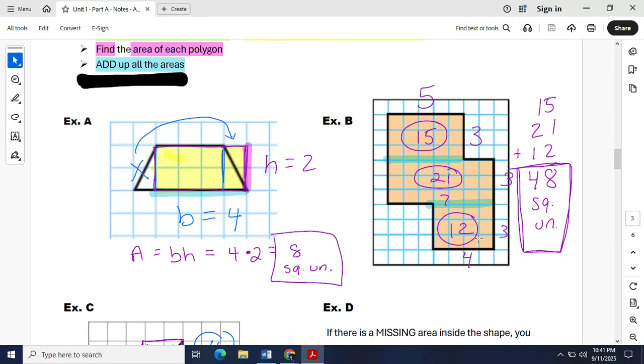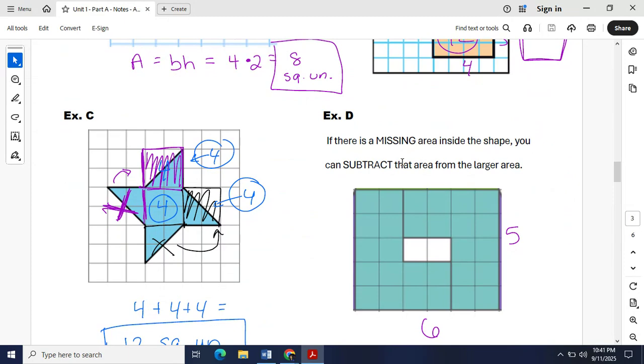If you look at the last one, it has a base of 4 and a height of 3. 4 times 3 is 12. Now, once I have the areas of all 3, I can just add them up. 15 plus 21 plus 12. 5 plus 1 is 6. 6 plus 2 is 8. 2 plus 2 is 4. So 48 square units is the area for example B.